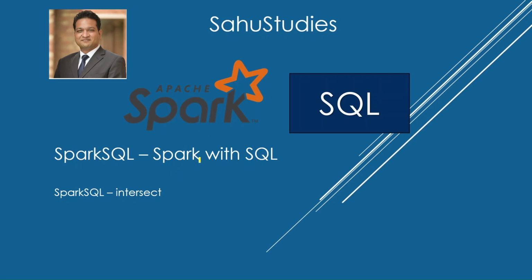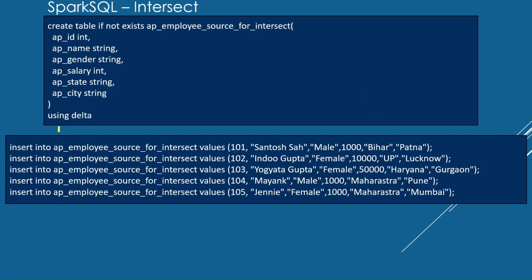In this video, we are going to see how Intersect works in Spark SQL. So in this exercise, with the help of a create table command, I am creating this table. These are the columns of this table, and the table is of a delta type. I am inserting 5 records with the help of an insert statement.